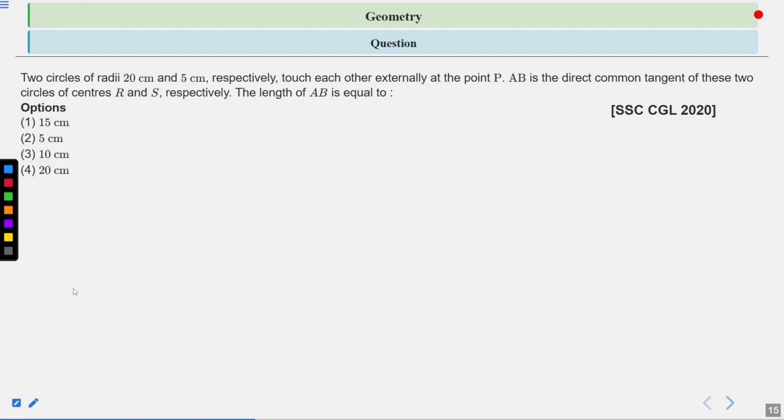Two circles of radii 20 centimeter and 5 centimeter respectively touch each other externally at a point P. AB is the direct common tangent of these two circles of centers R and S respectively. The length of AB is equal to what? This question was asked in SSC CGL exam in 2020. So there are four options. First one is 15 centimeter, second is 5 centimeter, third one is 10 centimeter, and fourth one is 20 centimeter.